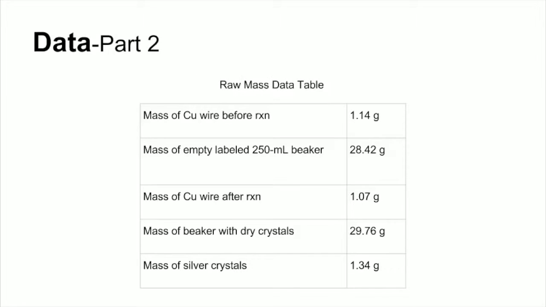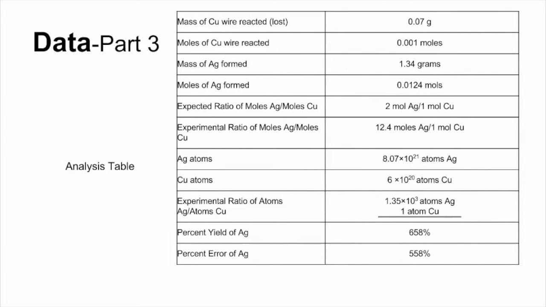Using the data from the raw mass data table and the balanced equation of this reaction, the expected yield of silver was calculated, allowing the experimental ratio of moles silver to moles copper, percent yield of silver, and percent error of silver to be found.